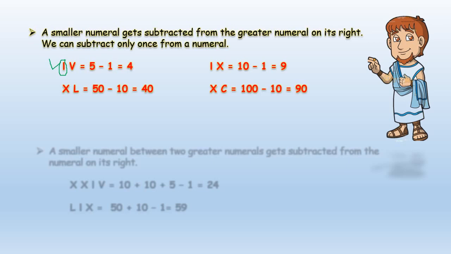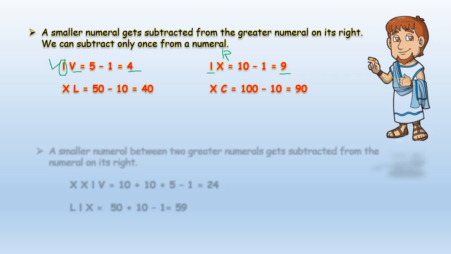So we are going to subtract from the bigger number which is on the right hand side. So 5 minus 1 is equal to what? 4. So I and V is equal to 4. Now see in this, which smaller number is on the left hand side? 1. And on the right side, what is there? 10. So here we will be subtracting 1 from 10, which is equal to 9.